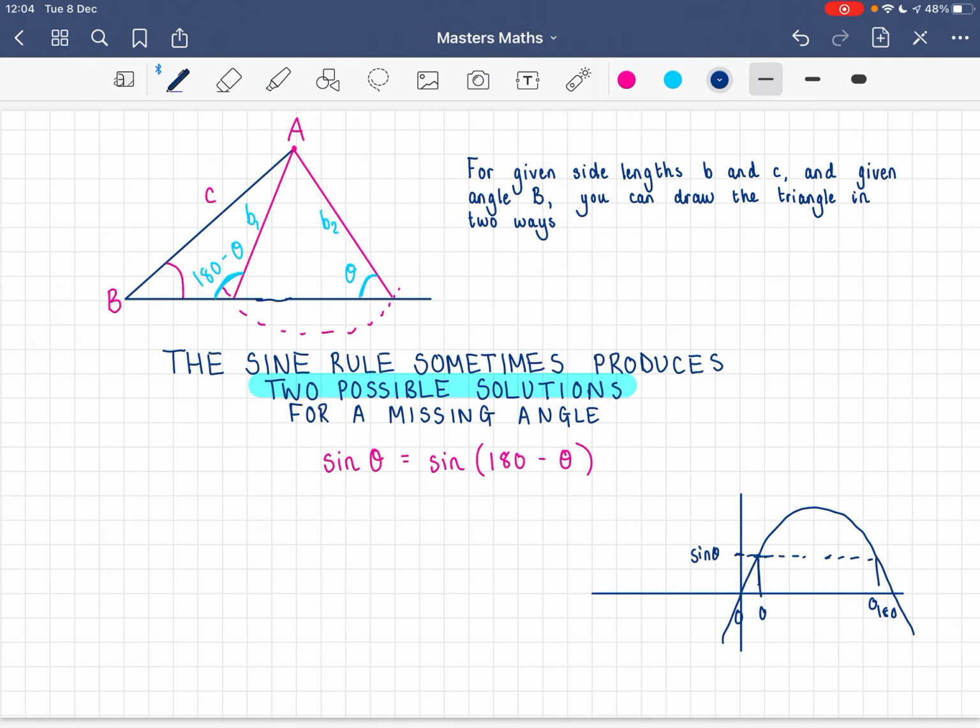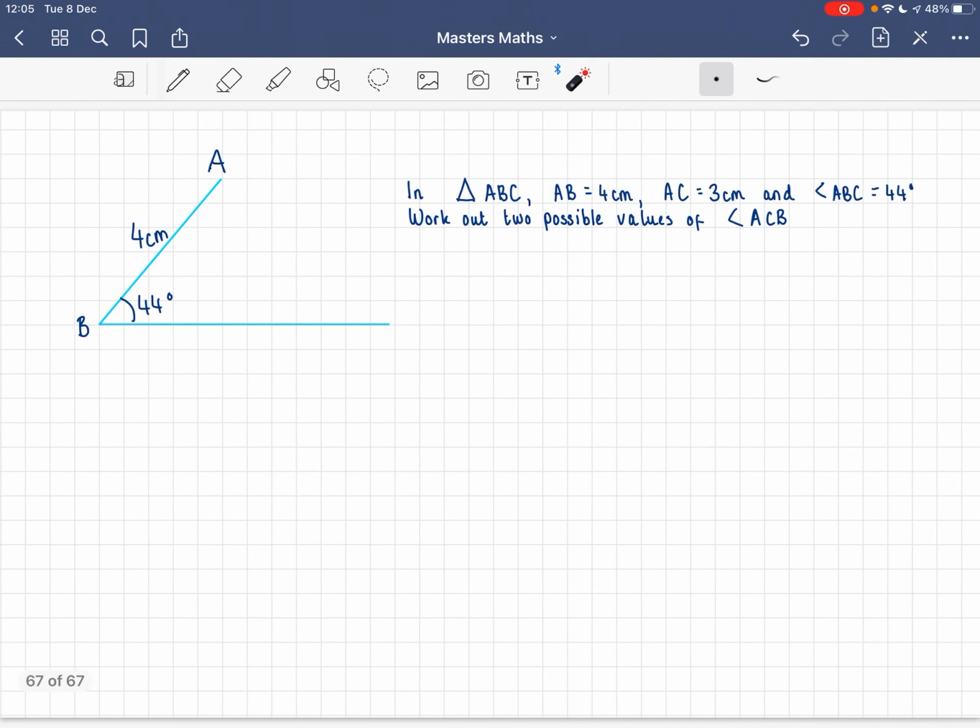So there are two ways. Using the graph, you can see why it works and where it comes from, okay? If the graph's confused you, ignore me, but this is important. So there are always, or they're not always, but sometimes there are two possible solutions for a missing angle when you are using the sine rule. So we'll have a look at how we can use that and what a question would look like on the next page.